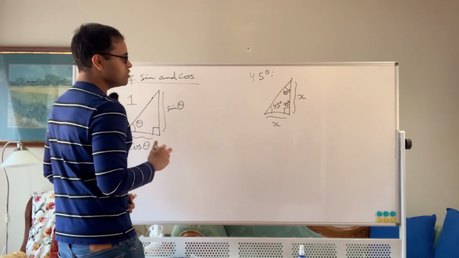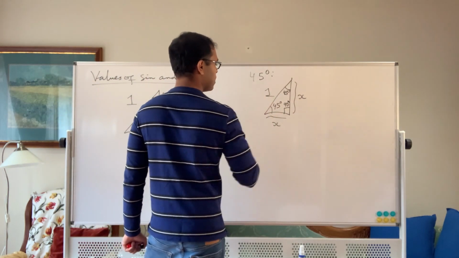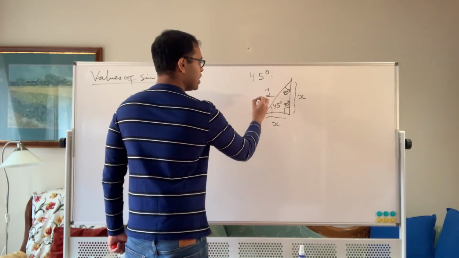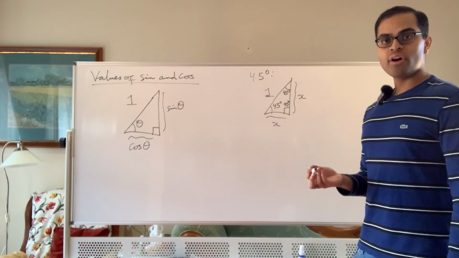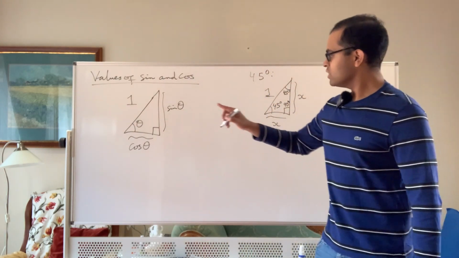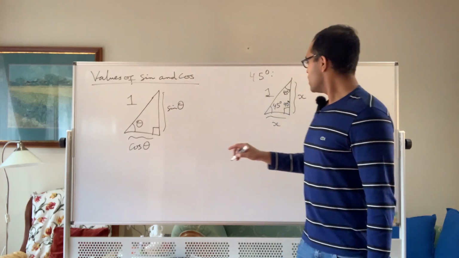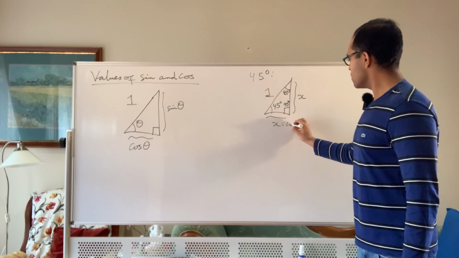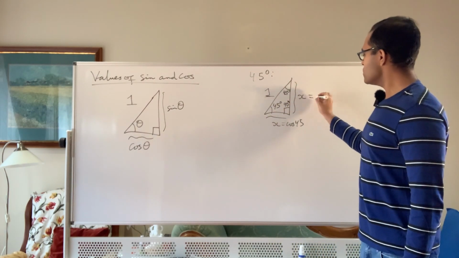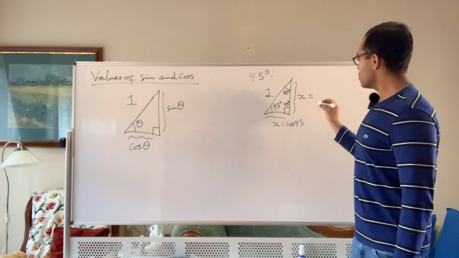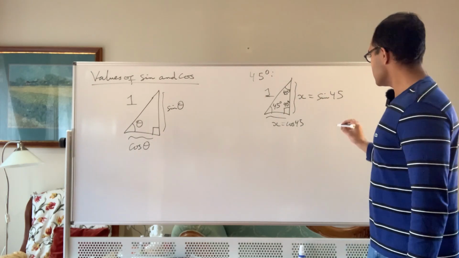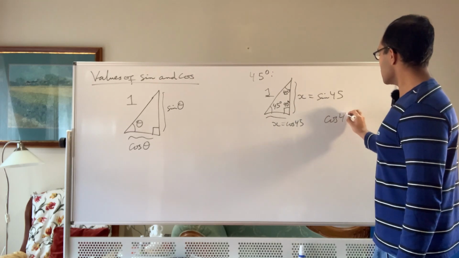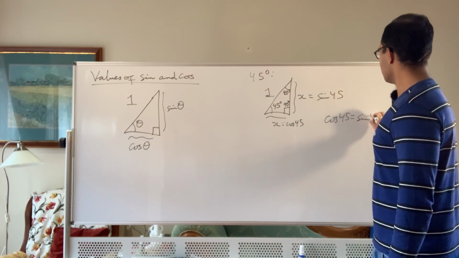And here we know we're defining a right triangle with hypotenuse 1, and we know that x is going to be the value of cosine 45 or sine 45. That's how we've defined cosine and sine. The adjacent length is going to be cosine 45, and the opposite length is going to be sine 45. So they're both going to equal the same thing. That's really cool. Cosine 45 is equal to sine 45.